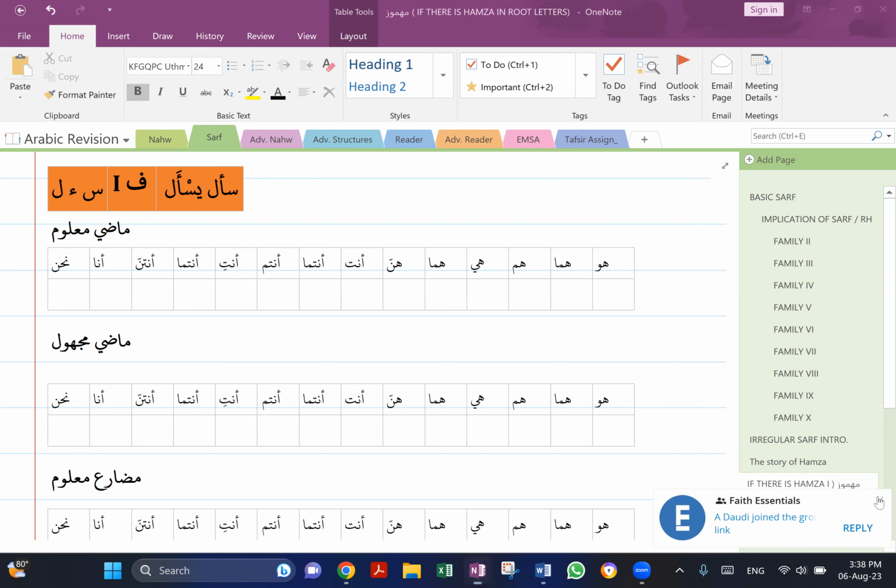So I start with the Madi Maklum. Yes. Okay. Huwa sa'ala. Hum. Huwa sa'ala. Huma sa'ala. Hum sa'alu. Hiya sa'alat. Huma sa'alata. Hunna sa'alna. Anta sa'alta. Antuma sa'altuma. Antum sa'altum. Anti sa'alti. Antuma sa'altuma. Antunna sa'altunna. Ana sa'altu. Nahnu sa'alna. Yes. Beautiful. So you see, nothing happened in the Madi. It was pretty much normal.